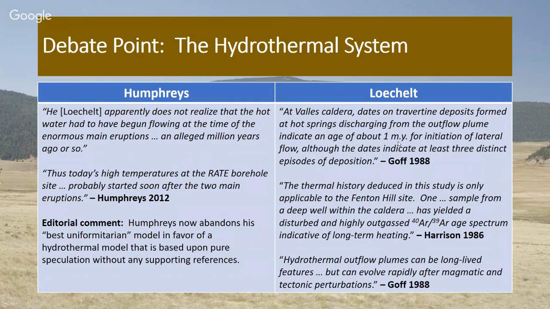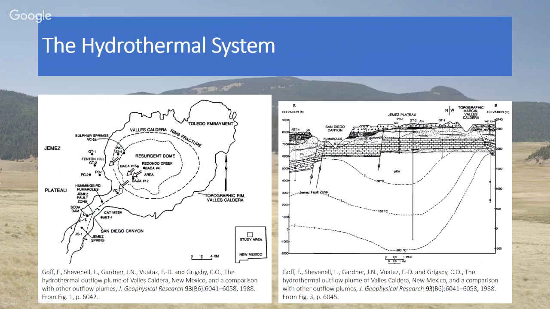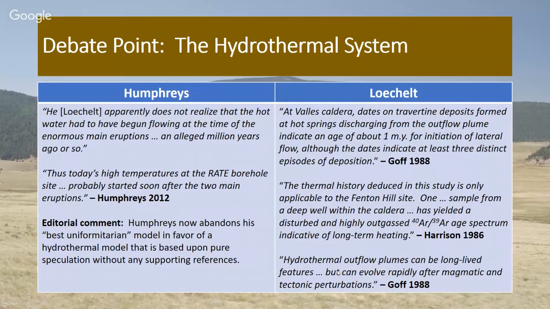Well, Goff said that parts of the hydrothermal system did form 1 million years ago. Harrison says they found age spectra that indicate long-term heating. They were talking about Baca 12, right in the middle of the primary branch of the system. Now, here's the money quote from Goff. Hydrothermal outflow plumes can be long-lived features, but can evolve rapidly after magmatic and tectonic perturbations.